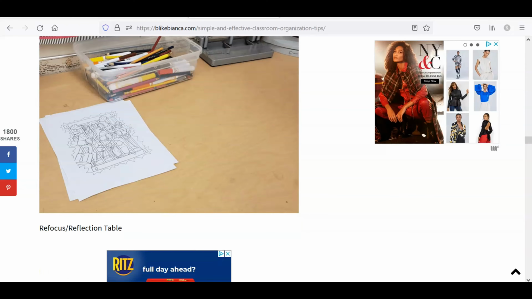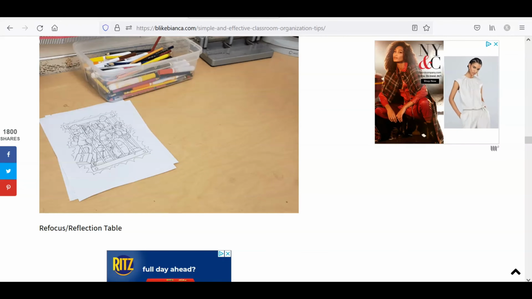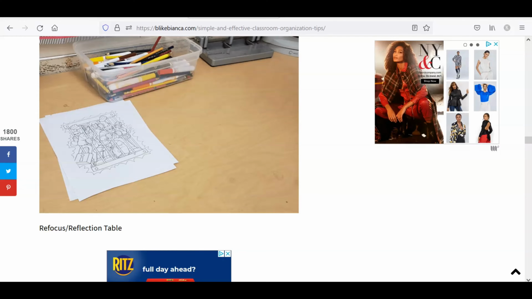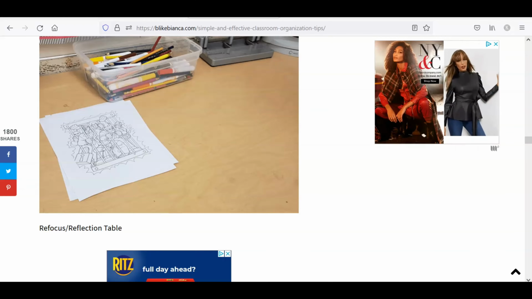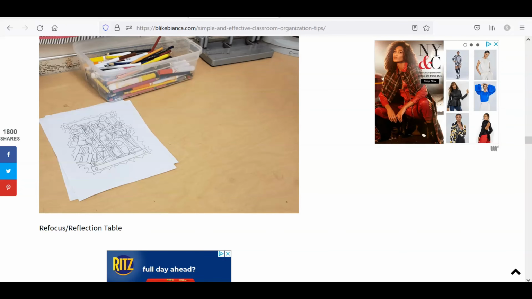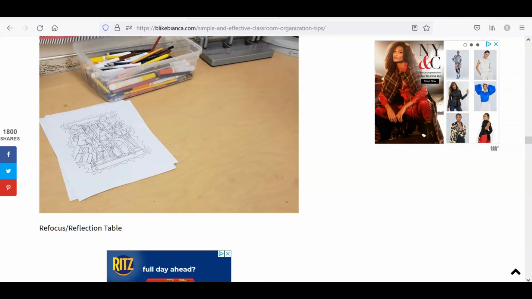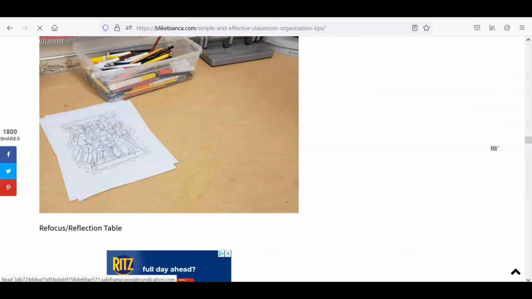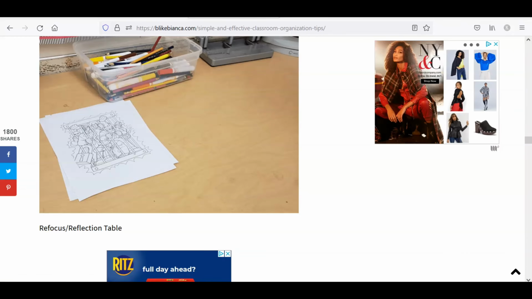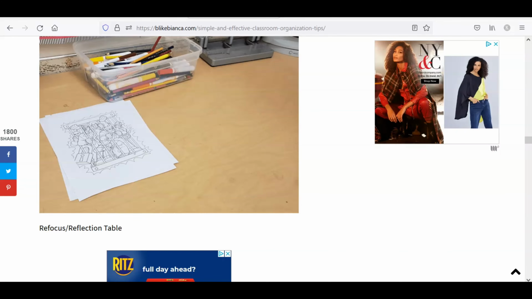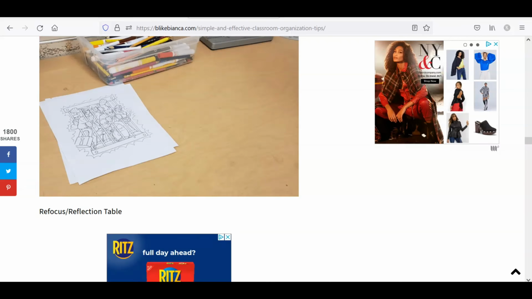And I just call it the refocus reflection table. There is a form that they can fill out where they can journal or write about whatever it is they're going through, to get it off their chest so that they can get back in the classroom and we could see what the problem was. For the most part, students like to come and just sit at the refocus table when they get done with work, and they just want to color and just have a different area in the classroom where they can calm down and reset before they go on out of my classroom.